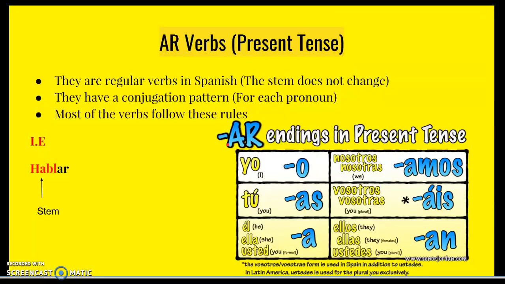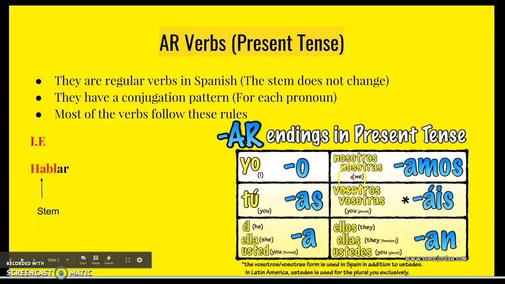Para esos finales son el pronombre yo, which means I. The ending part will be O. Tú, which means you. The ending part for the AR verb will be as. Él, ella, usted, which is she, he, and you in a formal way, is a.